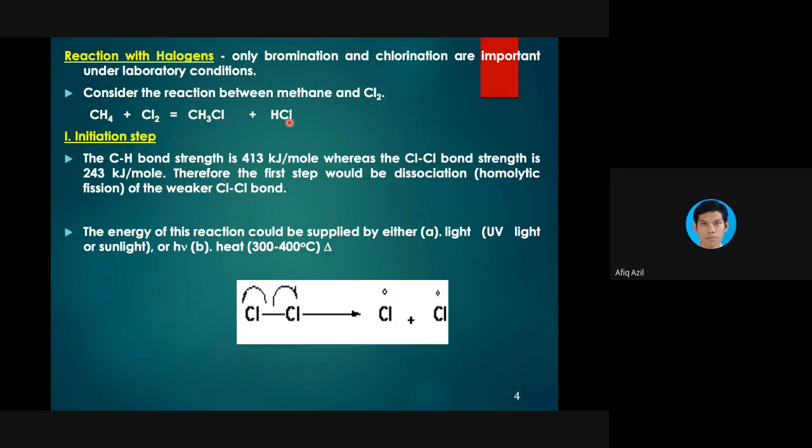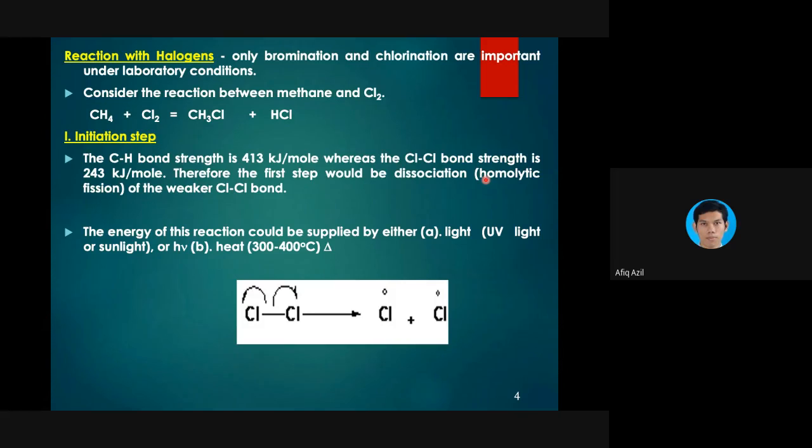But this reaction cannot simply proceed without the correct reaction environment, because we have the first step, which is called the initiation step. In the initiation step, the C-H bond strength is around 413 kilojoule per mole, while the chlorine-chlorine bond strength is much lower than that, almost half of the C-H bond strength. Therefore, the first step would be the dissociation of the weaker Cl-Cl bond, meaning this will be broken first.